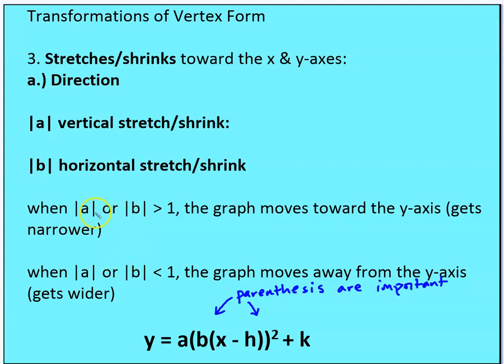When the absolute value of A or B is greater than 1, the graph moves towards the y-axis. When A or B is less than 1, the graph moves away from the y-axis, or it gets wider. So these parentheses are important in the evaluation, so I want to make sure that you keep them. I will tell you that I'm giving you a little bit more than your book does, just because it's required for you to fully understand how the stretches and shrinks work. So let's give you an example.